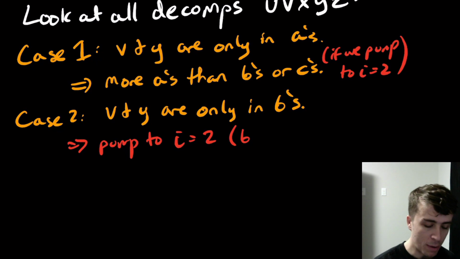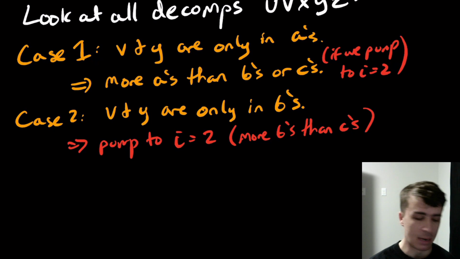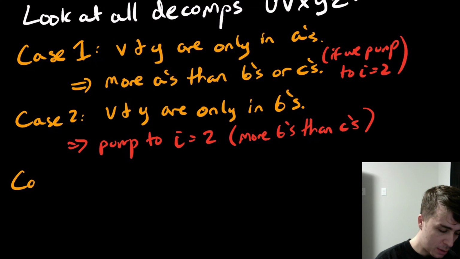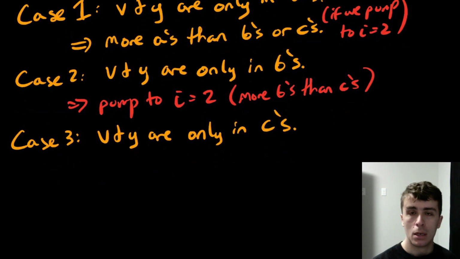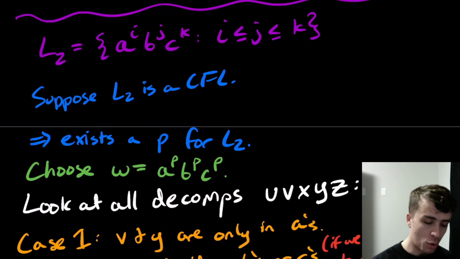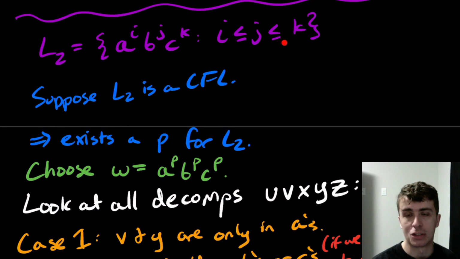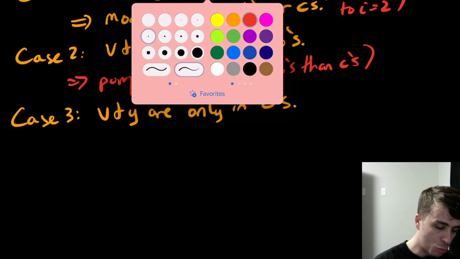Then here, what will happen is that we'll get more B's than C's, which breaks the condition of being in the language. What about the case where V and Y are only in the C's? So this argument of pumping up, I claim, won't work. Why? Because if I put more C's into the string, that will only make this condition more and more true. It'll just make K bigger, but that's okay as long as it's bigger than or equal to J. So what we'll do instead is pump down.